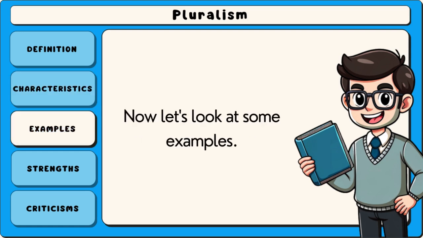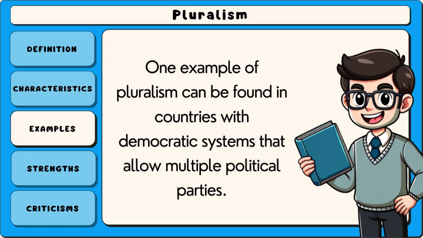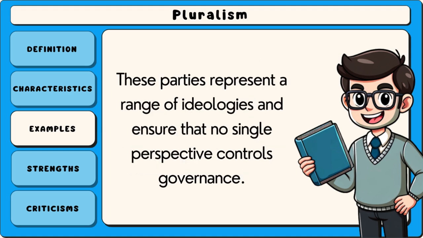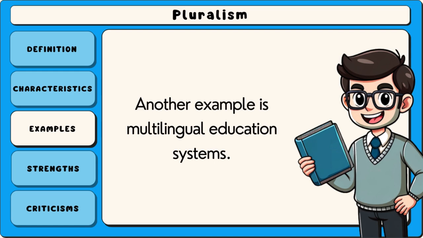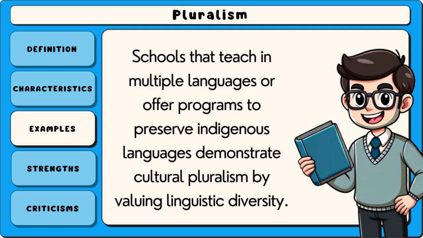Now let's look at some examples. One example of pluralism can be found in countries with democratic systems that allow multiple political parties. These parties represent a range of ideologies and ensure that no single perspective controls governance. Another example is multilingual education systems. Schools that teach in multiple languages or offer programs to preserve indigenous languages demonstrate cultural pluralism by valuing linguistic diversity.